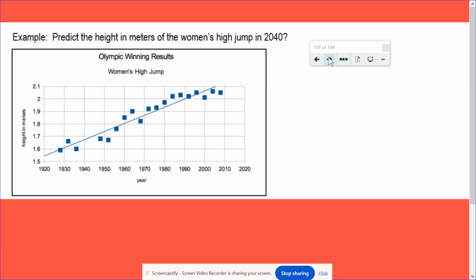Let's look at another one. Predict the height in meters of the women's high jump in 2040. So it stops at 2020. So 2030, 2040. So I can't look at the graph to make that prediction. So I'm going to have to pick 2 points, make sure that they're perfect. So this time let's use 1930 and 1.6.